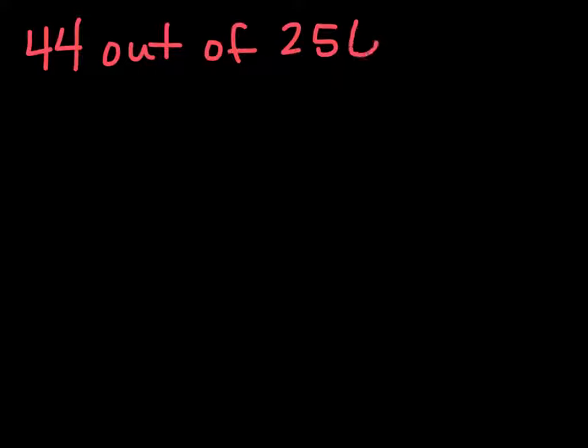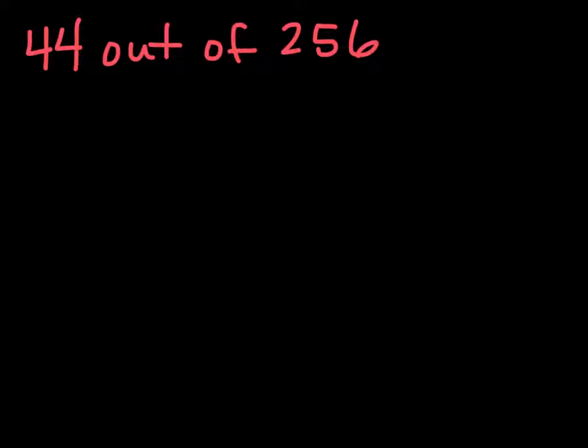Let's work an example where we'll find experimental probability. A miniature golf course offers a free game to golfers who can make a hole-in-one on the last hole. Last week, 44 out of 256 golfers made a hole-in-one on the last hole. Find the experimental probability that a golfer makes a hole-in-one.